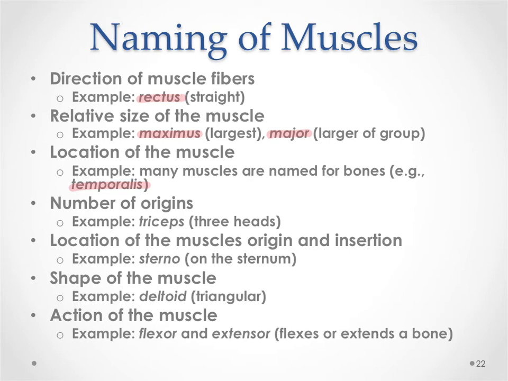So the muscle that is covering that is called the temporalis. The number of origins, the triceps has 3 heads, hence the name tri, for example. The location of the muscle's origin and insertion, sterno, so that would be connected to the sternum. The shape of the muscle, deltoid, is triangular. The action, if it's a flexor or an extensor.